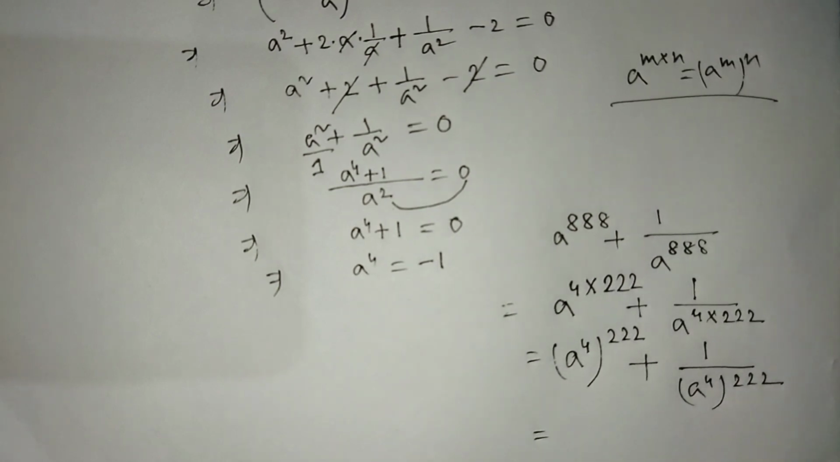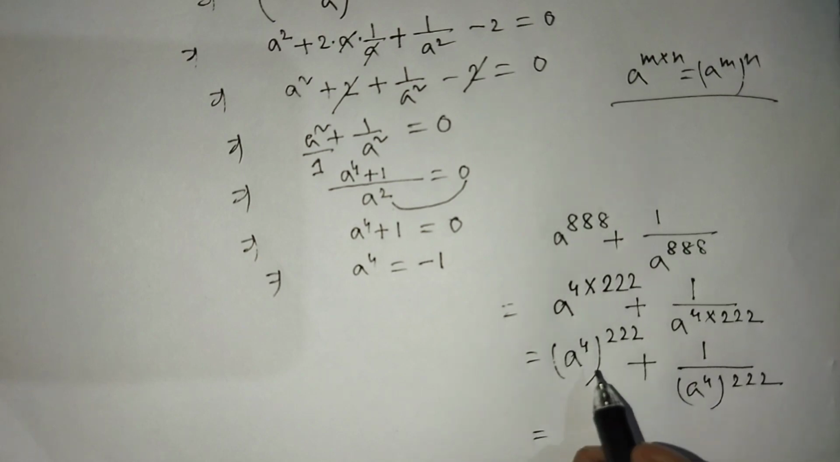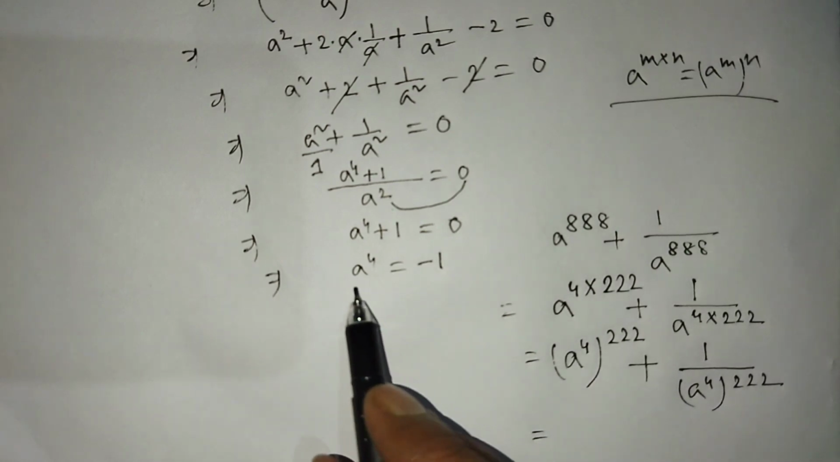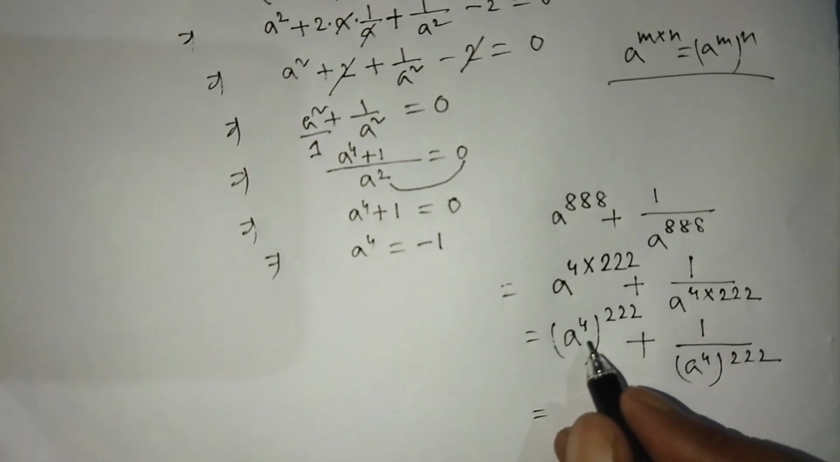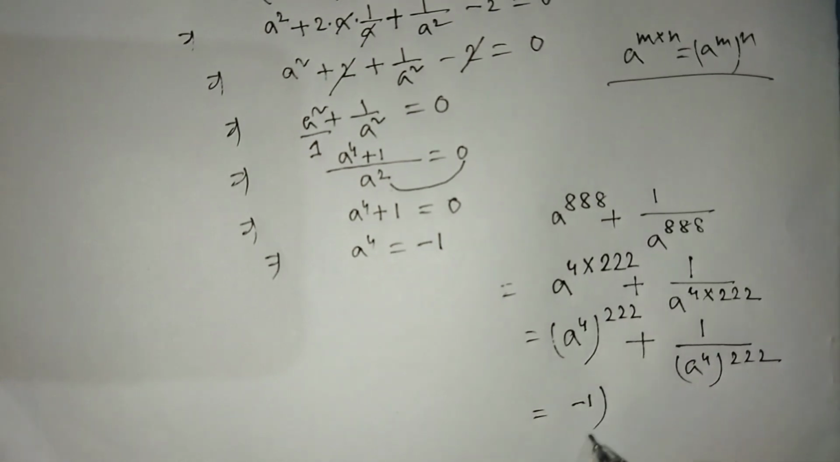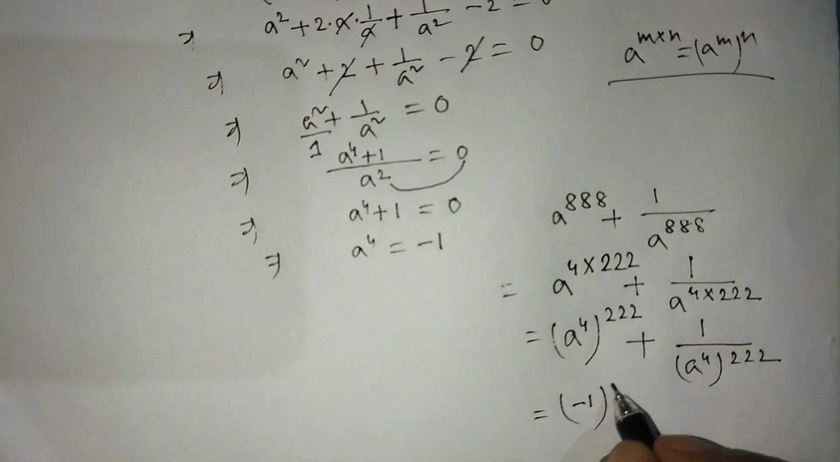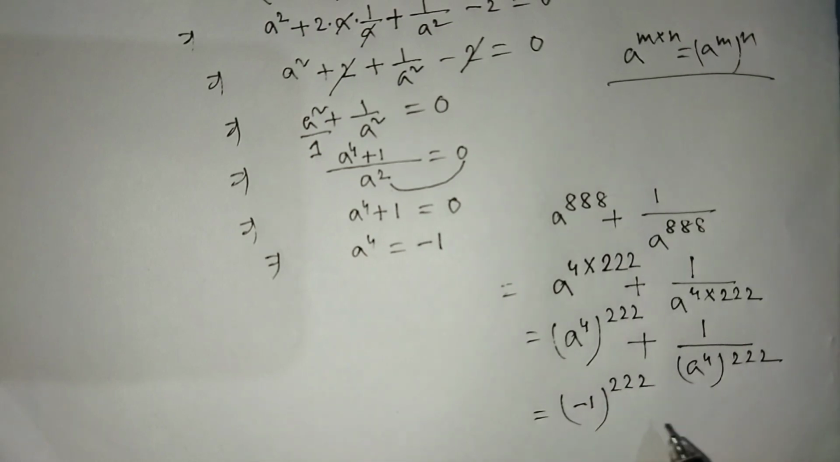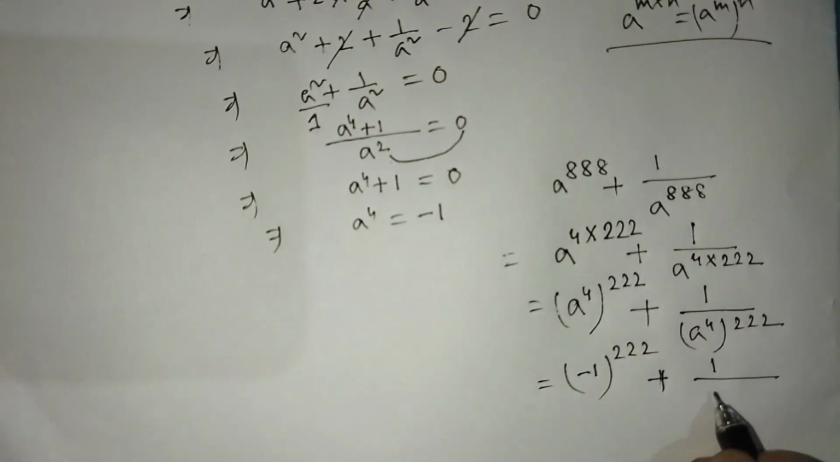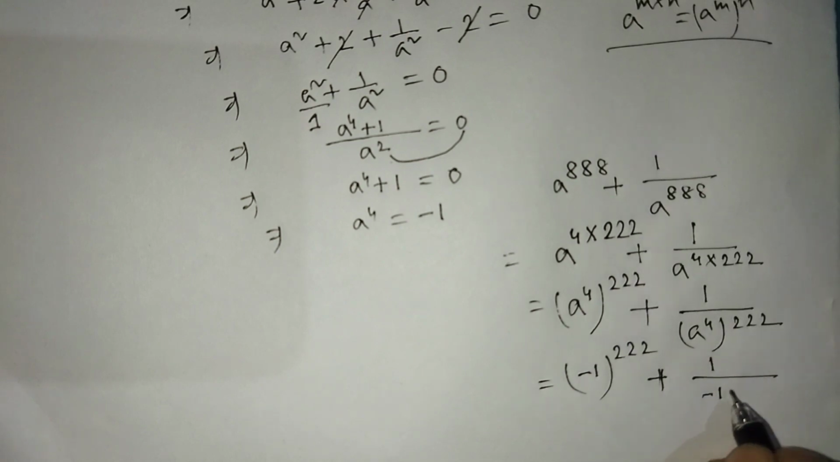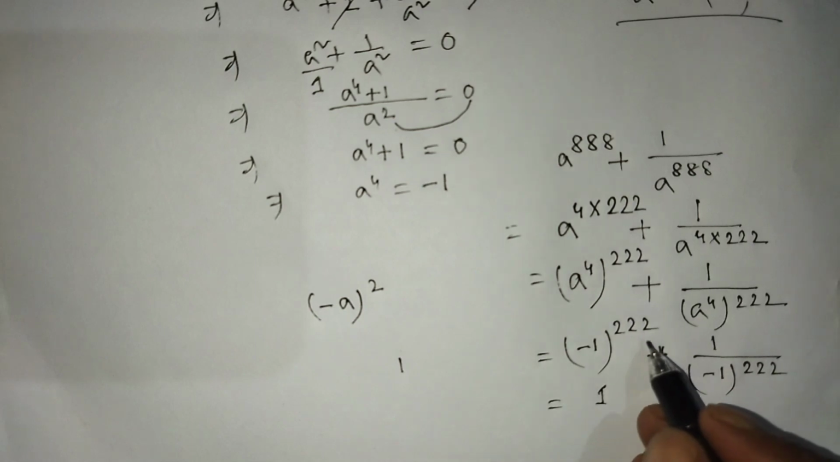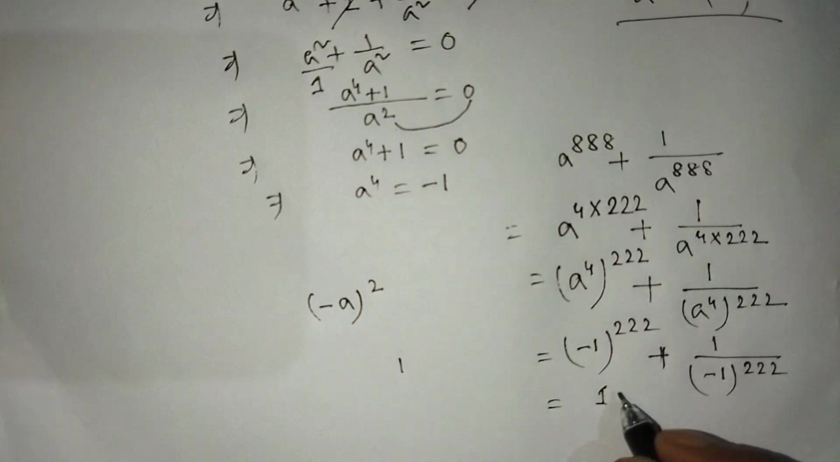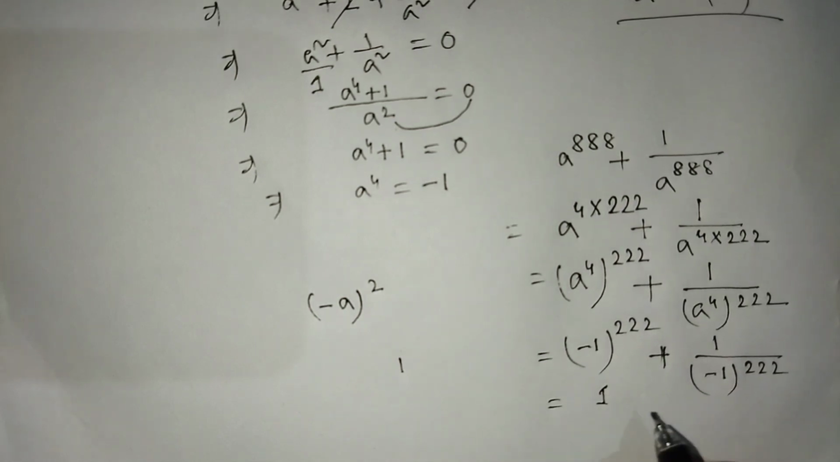Okay student. So my dear students, we have to put the value of a to the power 4. Okay. So the value of a to the power 4 is minus 1. So in the place of a to the power 4 we have to write minus 1, and we have to write again power 222 plus 1 over, so here we have to write again minus 1 whole to the power 222. So when power is even, that time minus will be removed. Okay. So that's why you have to write here 1.